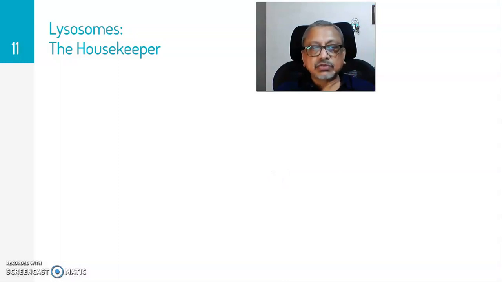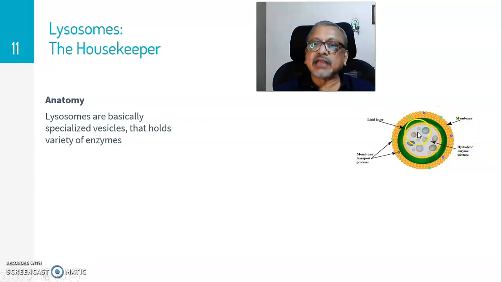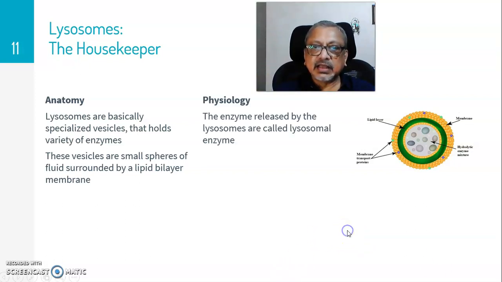Now finally, the housekeeper of the cell is known as the lysosomes. This is the structure of the lysosomes and you can see there are many small vesicles inside the lysosomes. Lysosomes also have a lipid bilayer as their membrane. Now, whenever there is unwanted material in the cell, the lysosomal enzyme is released, and that enzyme goes and breaks down all the unwanted material inside the cell into very small molecules so that they can be moved out of the cell.